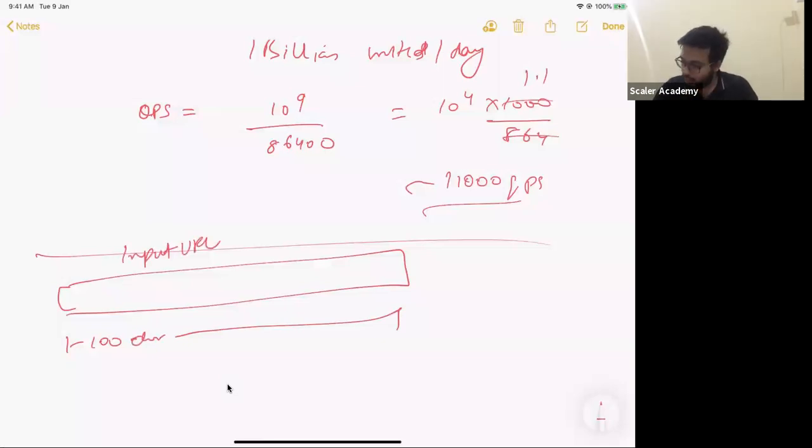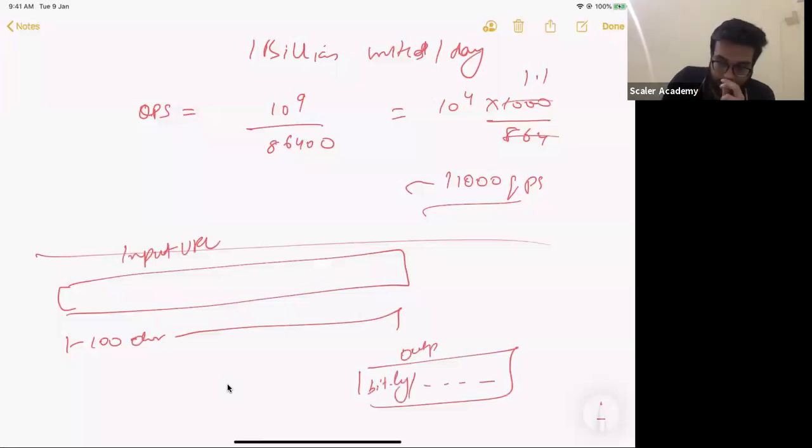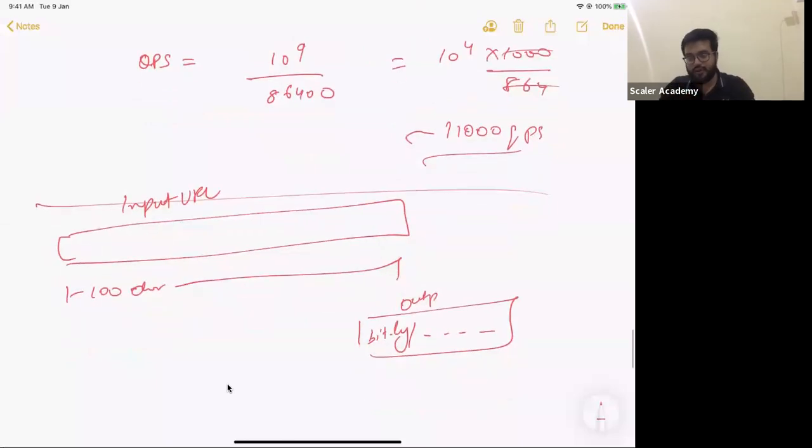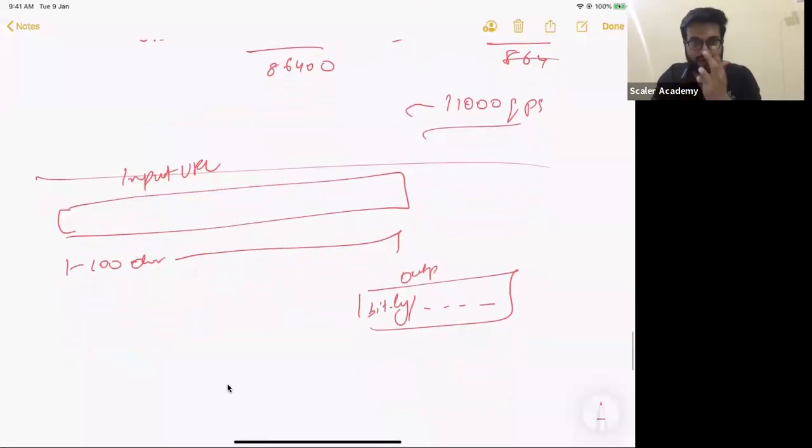Cool. Now let's figure out what happens for an output URL. Output URL is going to be something like bit.ly/some hash. Now let's discuss how many characters should be there in that hashed value. Moe says 6. Okay. If there are 6, let's try to estimate how many possibilities we have there. Right, so we have 36 to the power 6, which makes sense.